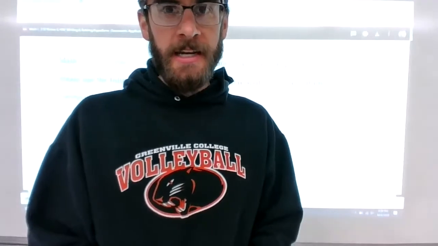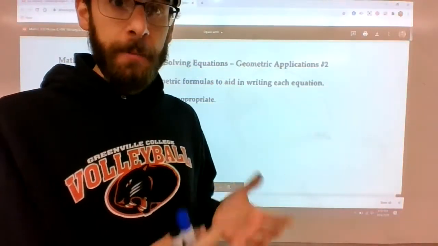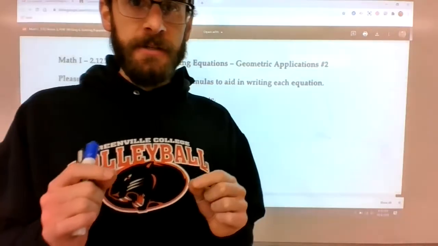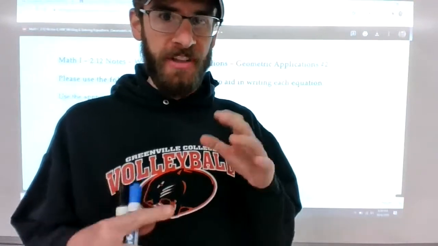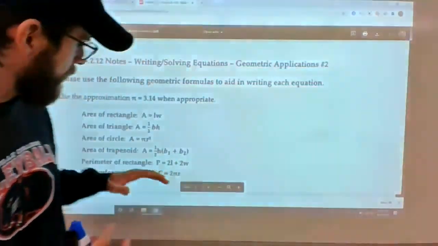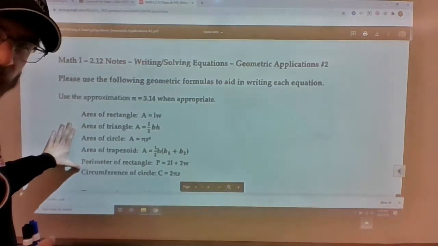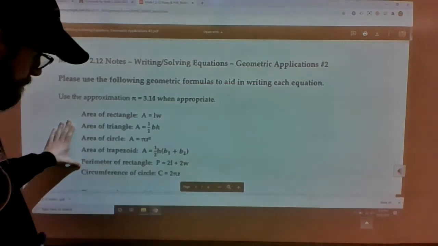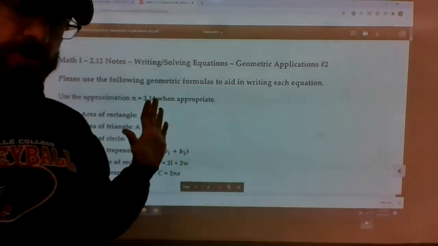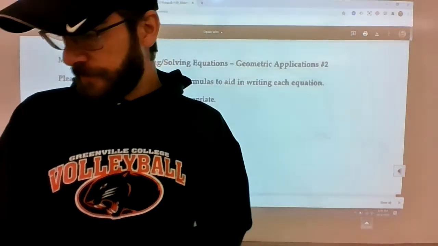It's over 2.12. It's very similar to what you saw in 2.11 with geometry applications, except instead of dealing with angle stuff, we're dealing with perimeter, circumference, just everything except surface area and volume that you saw back at the end of chapter 1. So let's just dive in and see if we can make some sense of these problems.